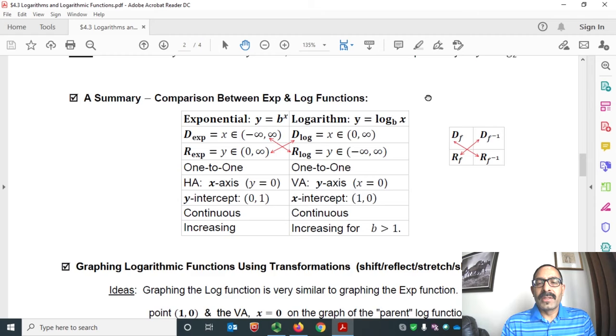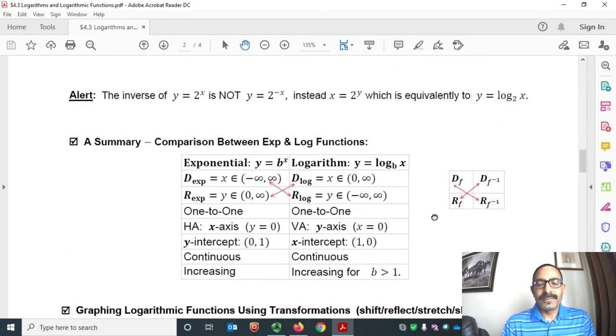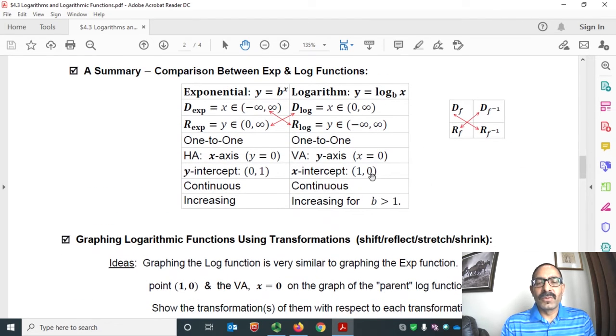The intersection point, let's see here. The exponential function intersects the y-axis at (0, 1), and now reflect that point (0, 1) along the diagonal line y equals x, and it becomes (1, 0). So this is the point of reference for the logarithmic graph, which is here. Awesome. So the x-intercept for the log function is (1, 0). Both functions are continuous and both increase. The log function increases when b is greater than 1. Awesome. I hope this comparison makes sense to you all.